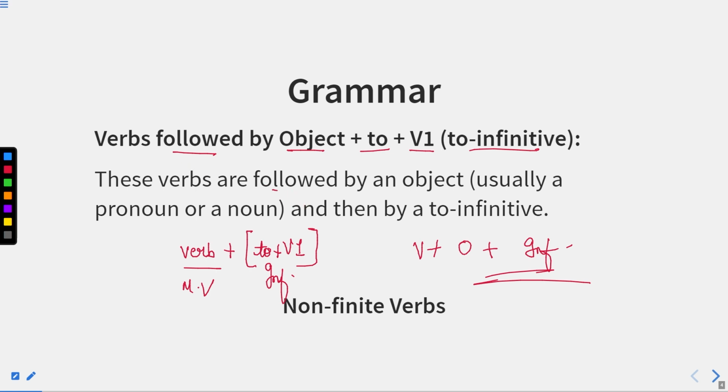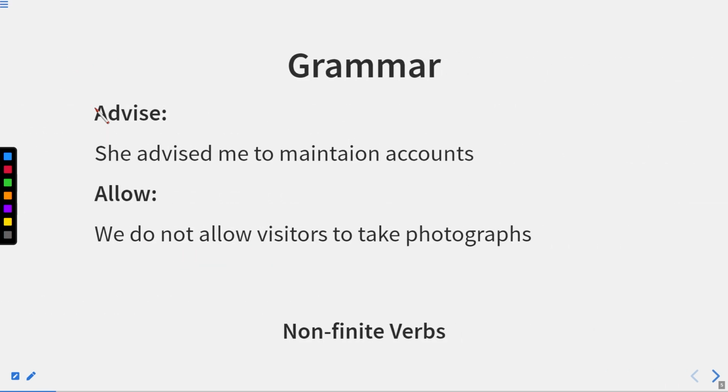Now these verbs are followed by an object, usually a pronoun or noun. Obviously an object is formed of either a noun or pronoun, and then by a to infinitive. Now what does this to infinitive refer to? We have infinitive that is to plus verb 1, and we also have bare infinitives in which we keep verb 1 but not to with it. So we have two infinitives: infinitives without to, or we can say bare infinitives, or to infinitives. So let us see some examples.